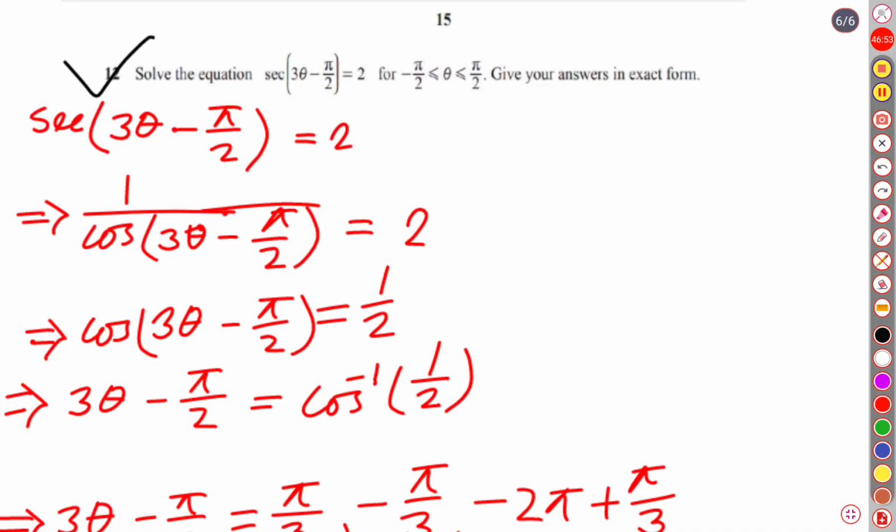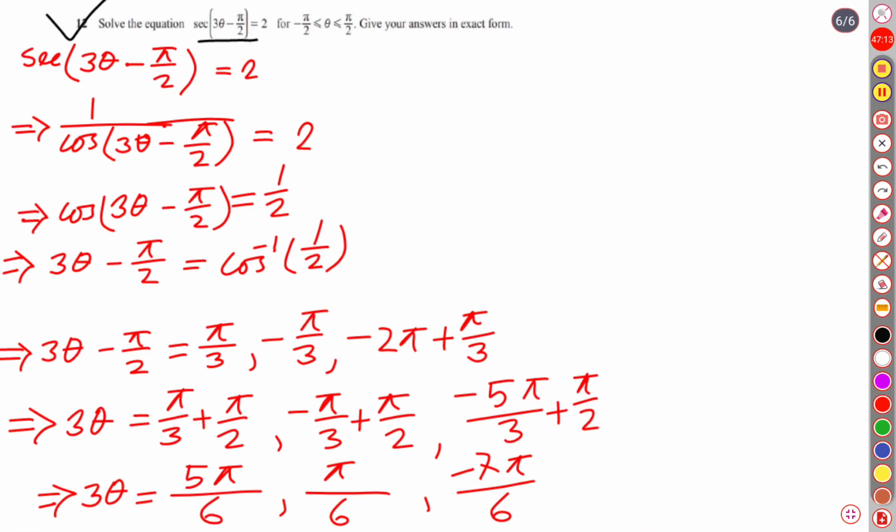You may remember this is also a transformed graph. This is not a simple sinusoidal graph or function. This is a transformed function. First it has been enlarged with the scale factor of 3, then it has been translated. So let's start the solution. Let me zoom in the picture. The question is sec(3θ − π/2) = 2.